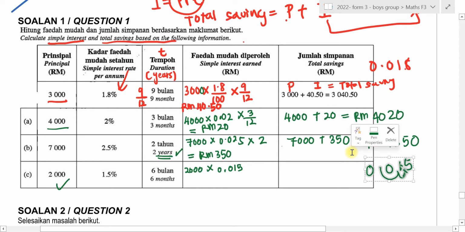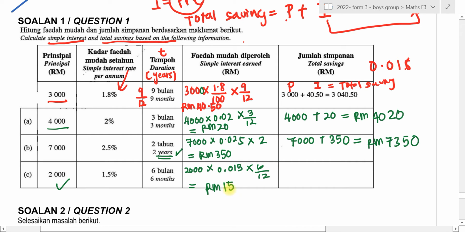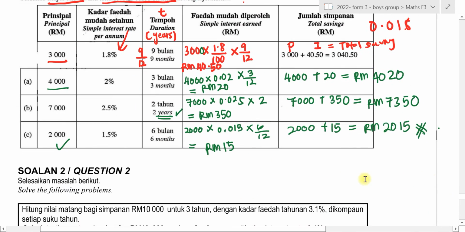Alright. And then the time, the period must be in years. So 6 over 12. When you do this, you will be getting RM 15 as your interest. So take your 2000 ringgit plus your 15 ringgit interest, and your total saving is 2,015 ringgit.